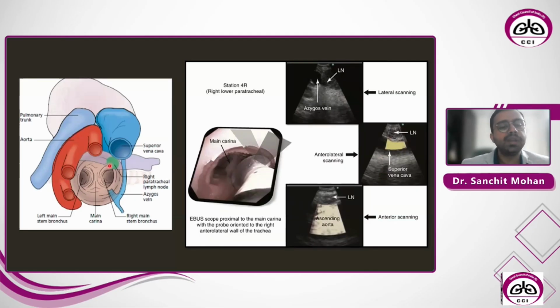Now you again rotate your scope towards the 3 o'clock position, that is more lateral. What vascular structure do you see? So this is the azygous vein which drains into the superior vena cava. So this is the EBUS image for the same. This is the azygous vein. This is the lymph node at the lateral screening of the station 4R.